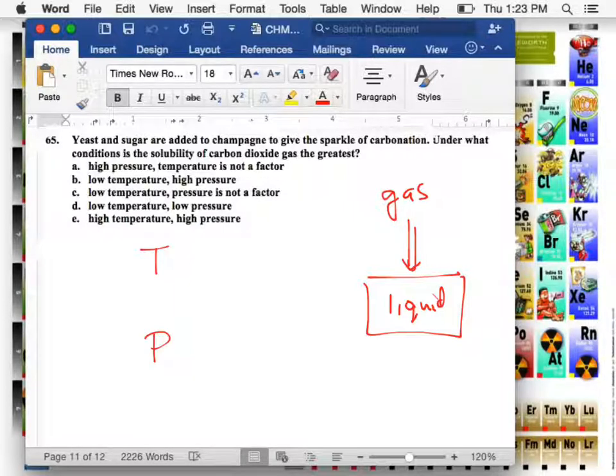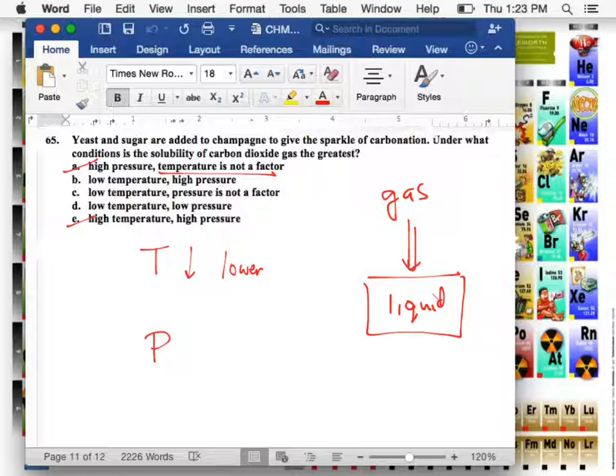I'm trying to take a gas and turn it into a liquid. What should I do to the temperature? Should decrease, I need to lower it. Hopefully we all have that. Temperature is a factor, so A is wrong. B is fine, low temperature. C is fine, low temperature. D is fine, low temperature. Well, that kind of sucked. I could only eliminate 2 answers.